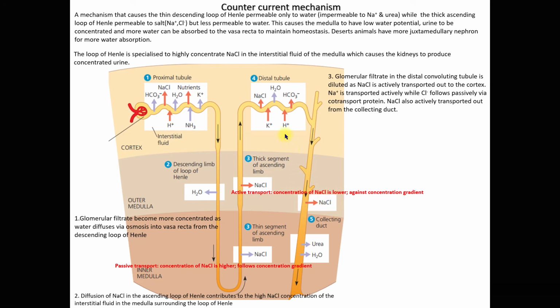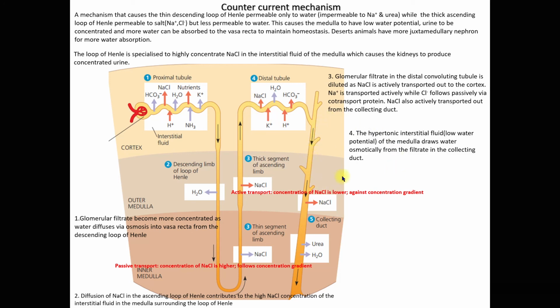Class, please do not confuse the transportation of the sodium chloride. When the concentration of the sodium chloride is high, the sodium chloride will just diffuse. Both sodium ions and chloride ions follow the concentration gradient. But when the concentration of the sodium chloride is lower, the sodium ion will be transported by active transport, and then the chloride ion will follow passively via the co-transport protein. Remember, during your first semester, you learned about co-transport protein.